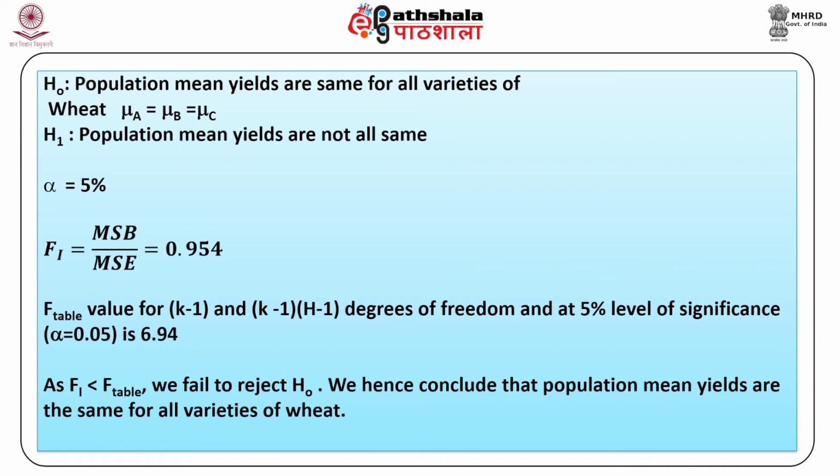Now if you look at the first F ratio, F1 is MSB upon MSE and is equal to 0.954. Now if we look at the tabulated value for k minus 1 and k minus 1 into h minus 1 degrees of freedom at 5% level of significance, it comes out to be 6.94. Since F1 is less than this F tabulated value, we fail to reject the null hypothesis. We hence conclude that population mean yields are the same for all varieties of wheat, which means wheat variety does not necessarily influence the crop yield.